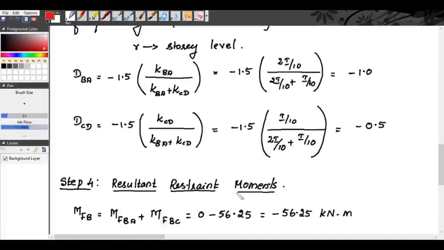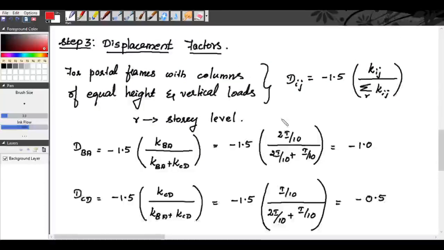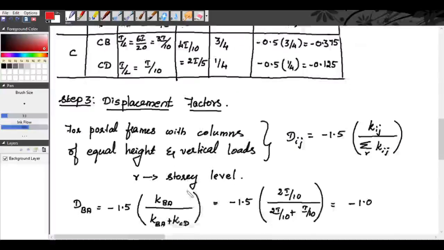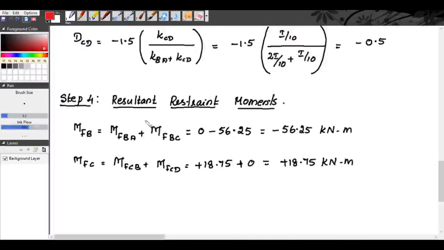So we will move on to the next step. So here, listen, while you are doing the step 2, in addition to the rotation factor, you have to find the displacement factor also. That is the additional step coming here for analysis of frames with the side sway. Now we will move on to our fourth step, that is resultant restraint moments.